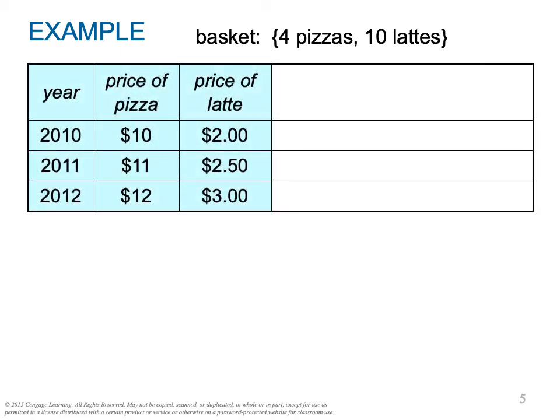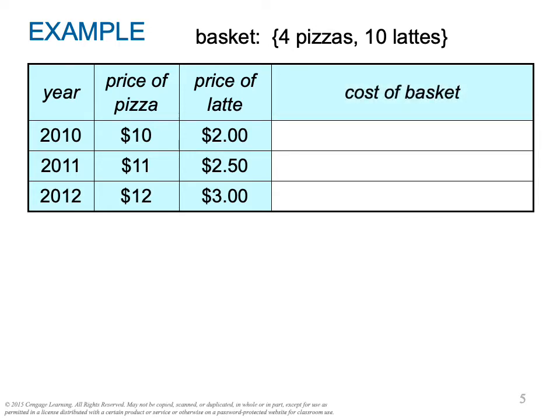All right, so let's look at an example here. Our basket, just to keep it simple, only has two goods in it, and that is pizza and lattes, as we've seen from earlier chapters. In particular, in the basket is 4 pizzas and 10 lattes. And of course, we have different years with different prices: 2010, 2011, and 2012. We see that the price of pizzas goes up by $1 each year, and the price of lattes goes up by 50 cents each year.